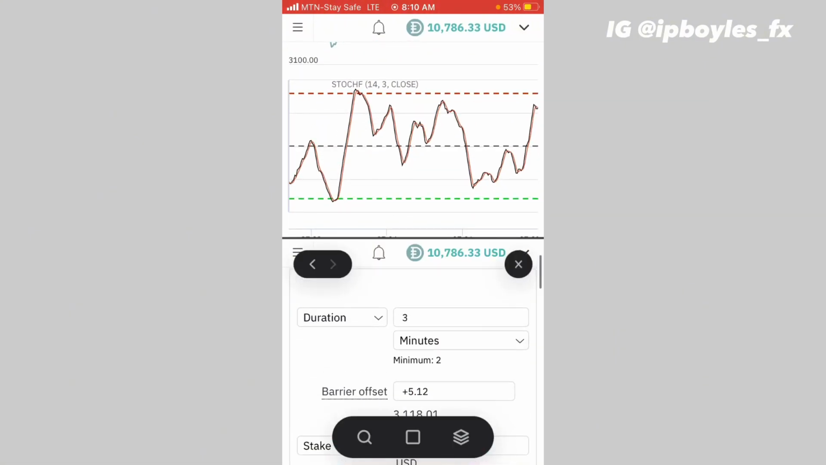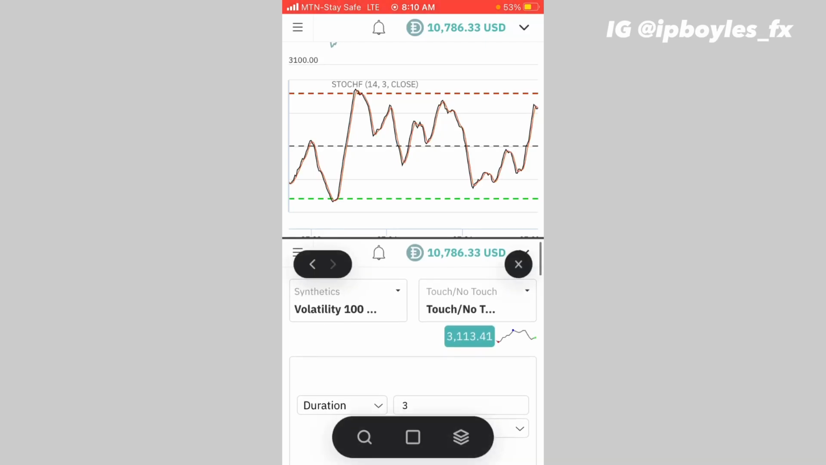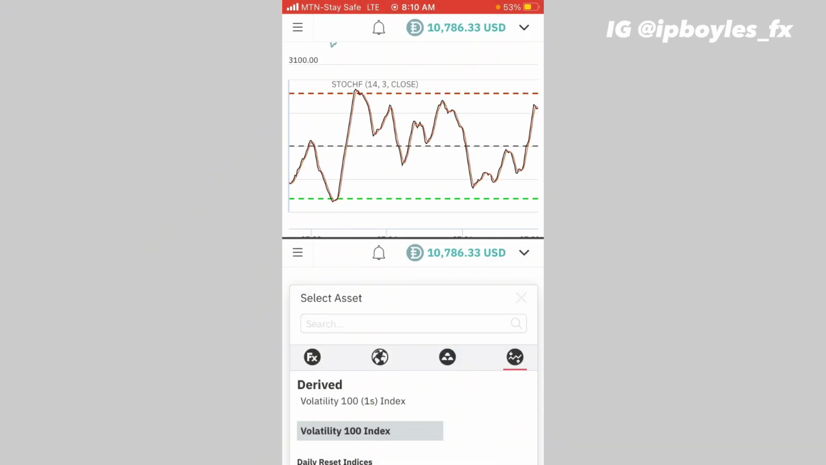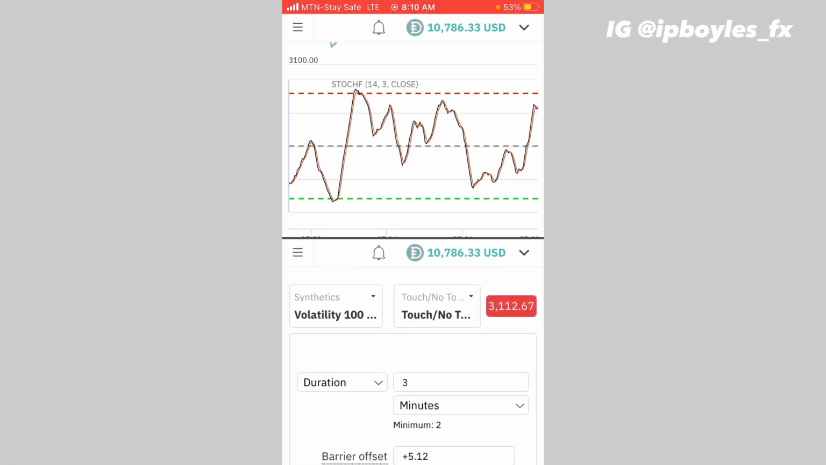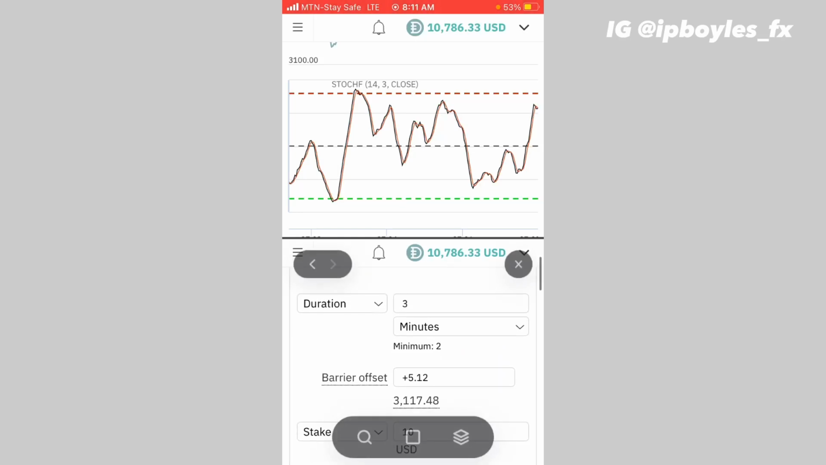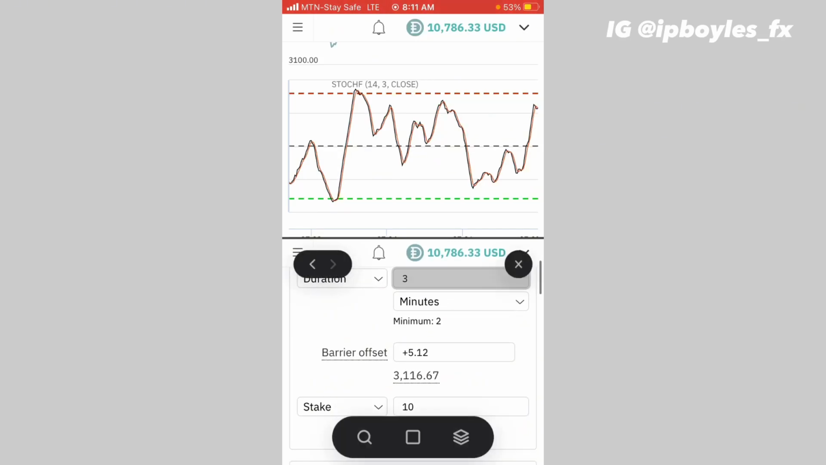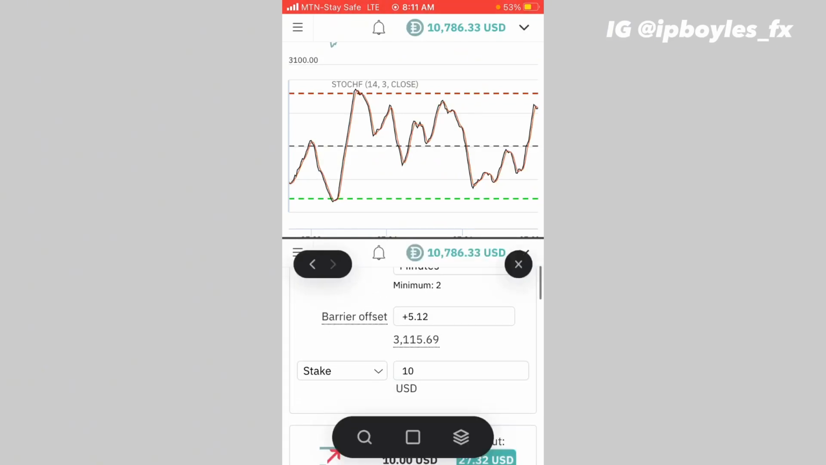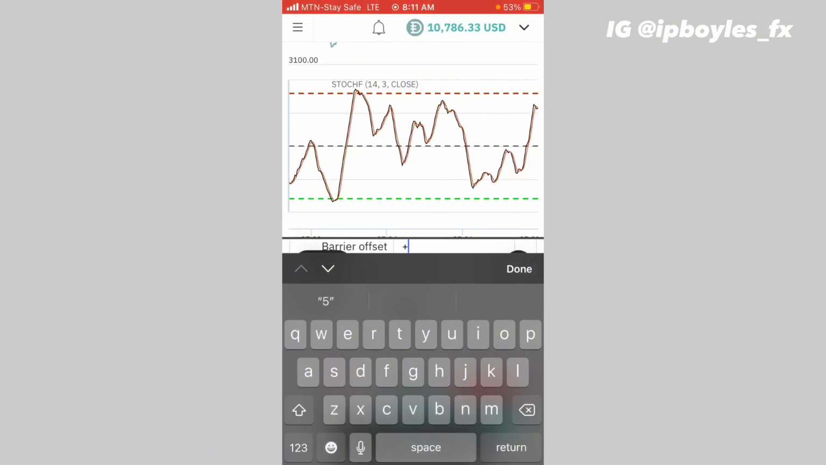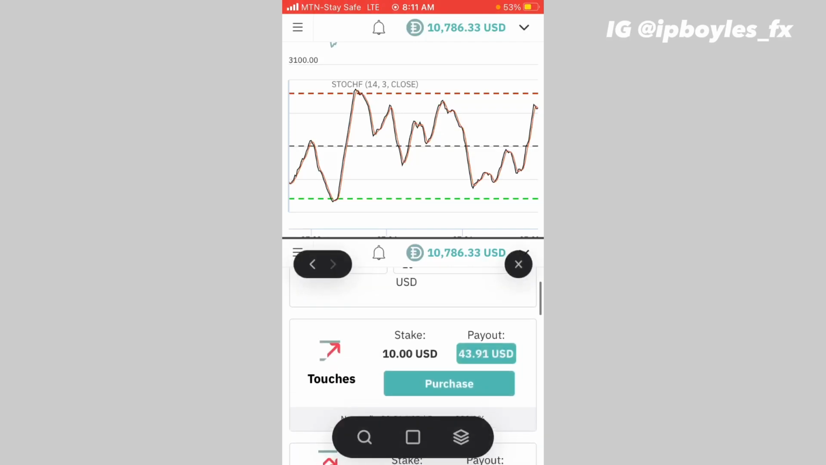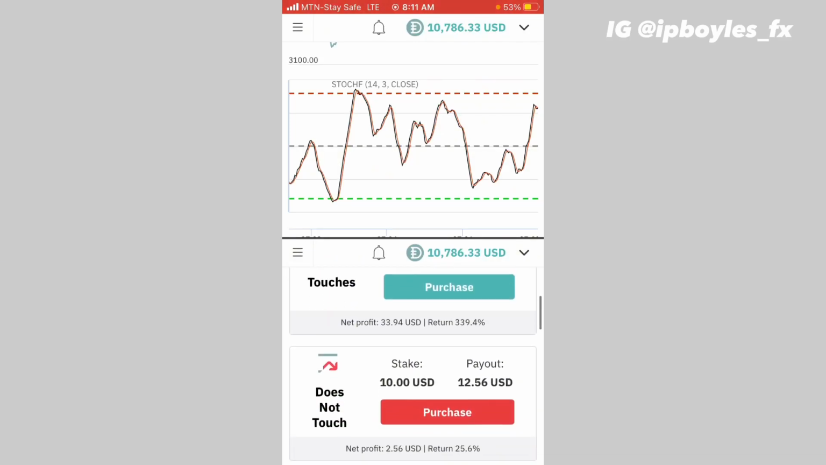So right, when you come to your two split windows, all you need to do is select the 100 index. Once you select the 100 index, you go to touch no touch and select touch no touch. Then you see that in the other video, the duration was 2 minutes. Then we have to set our barrier offset on 0.7. Once we set 0.7, you see that everything just changed upside down.